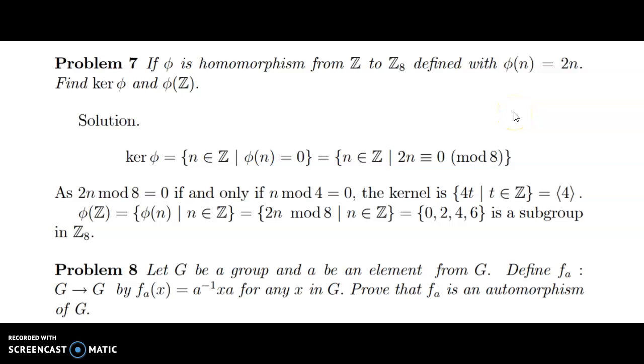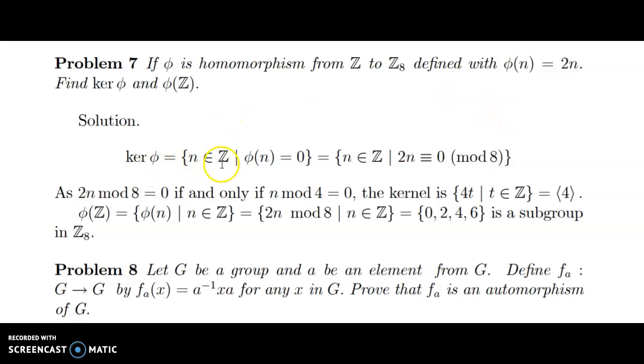Study guide for test 3, problem 7. If phi is a homomorphism from Z to Z8, defined with phi of n equals 2n, find the kernel of phi and the image of phi.